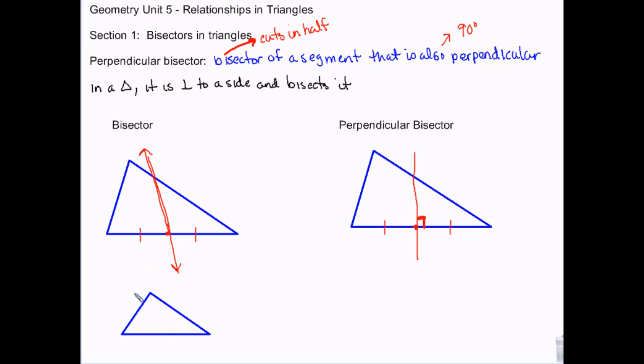You can even have a bisector that comes from the vertex like this, but it's not perpendicular. So it's not a perpendicular bisector. It has to be perpendicular to be a perpendicular bisector. And as you can see, in some triangles, that won't stay inside the triangle. In other triangles, like an isosceles triangle, it might line up inside the vertex.